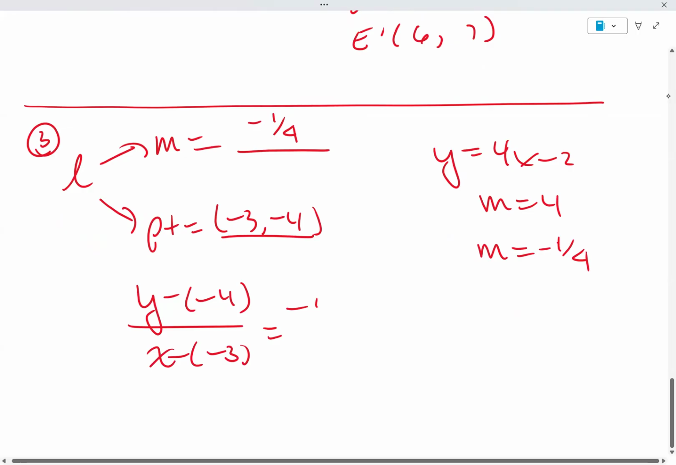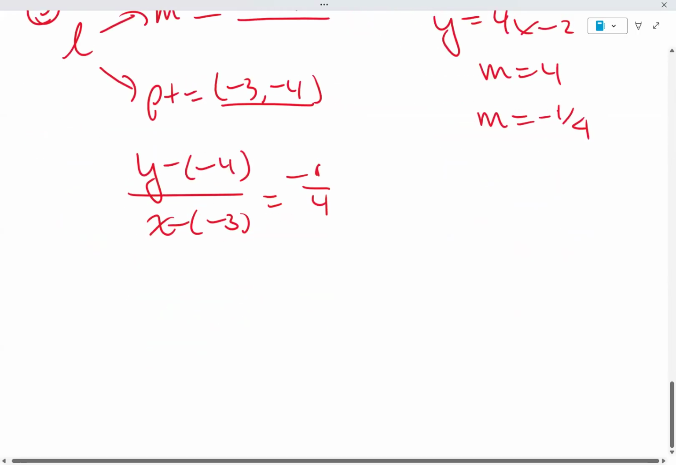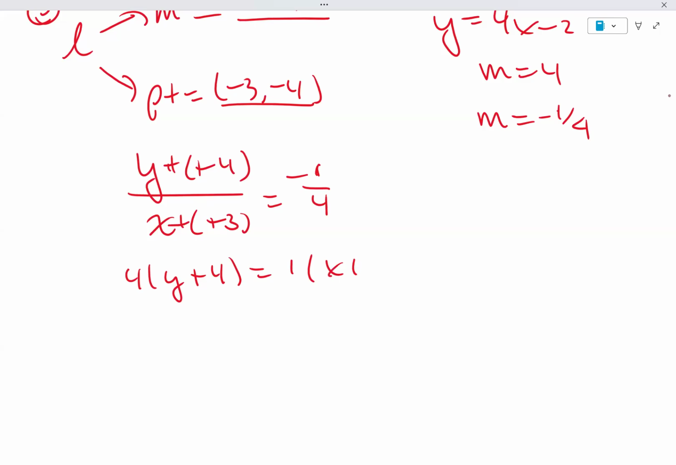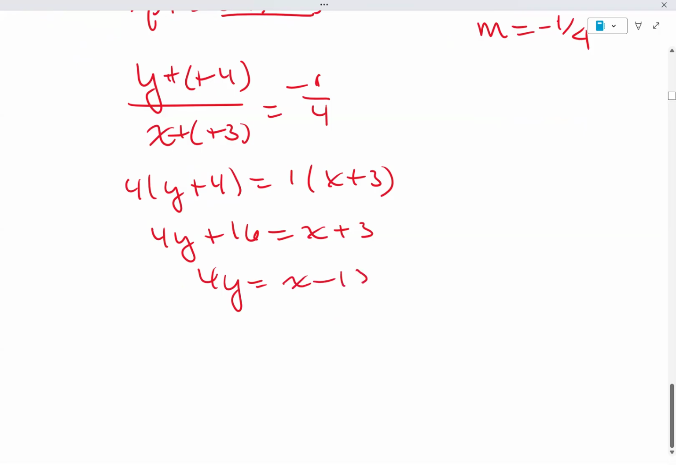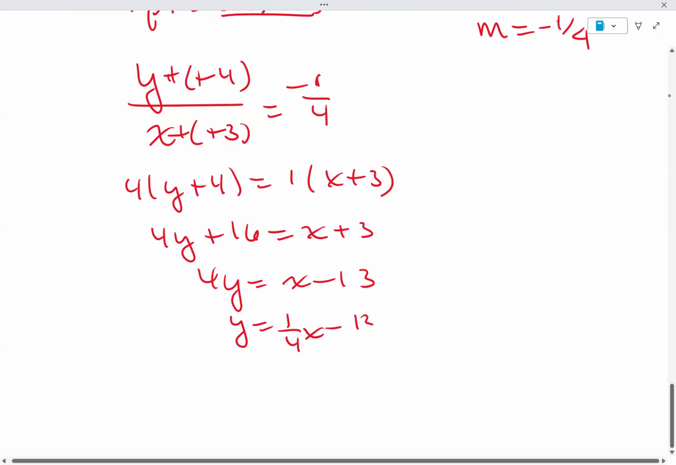And don't put the backslash like I did, because it gets confusing where the x is at. These will all become a positive. Cross multiply. Pretty easy algebra there. So 4y plus 16 equals x plus 3. Subtract 16 and get x minus 13. And y equals 1/4 x minus 13 over 4. And that concludes the solutions to this homework number 8.